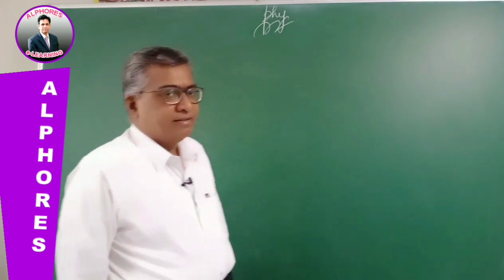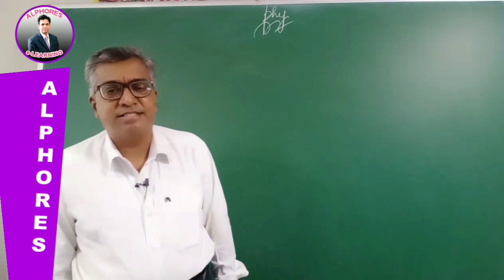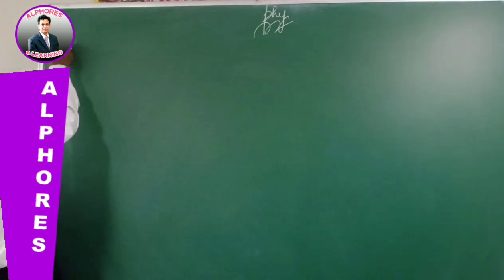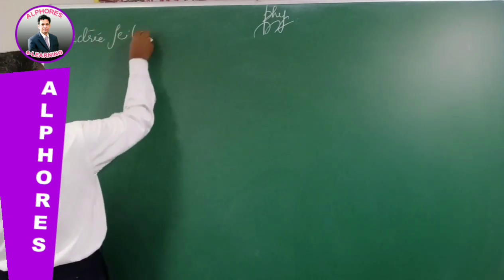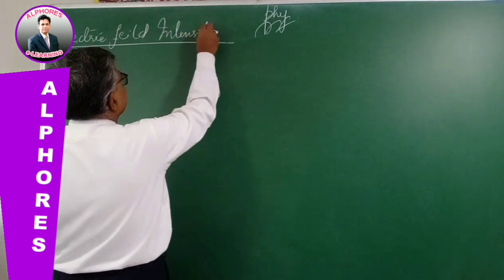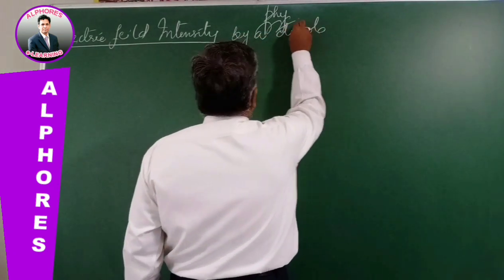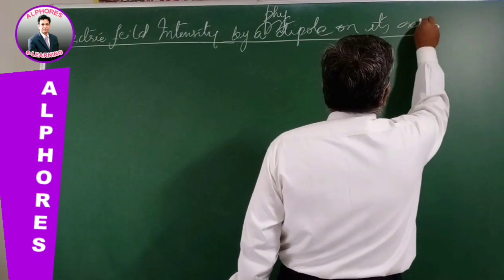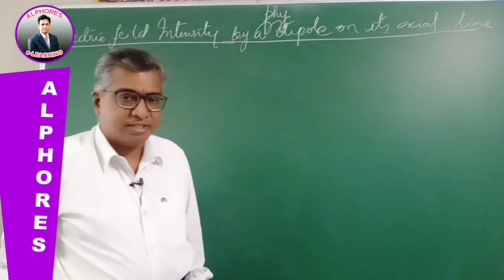In today's session, we shall evaluate a formula for the electric field intensity due to a dipole on the axial line. So our today's topic is electric field intensity by a dipole on its axial line. So this is today's topic. Let us evaluate a formula for it, right?